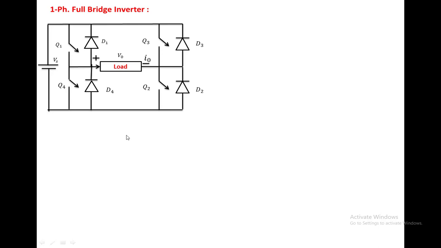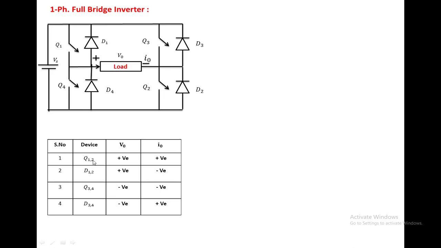Welcome to the class on a single phase full bridge inverter. This is a circuit diagram for the single phase full bridge inverter. The circuit consists of four control switches Q1, Q2, Q3, Q4. It also consists of feedback diodes D1, D2, D3, D4. Input voltage Vs, load. This is the positive direction of the load voltage. This is the positive direction of the load current.